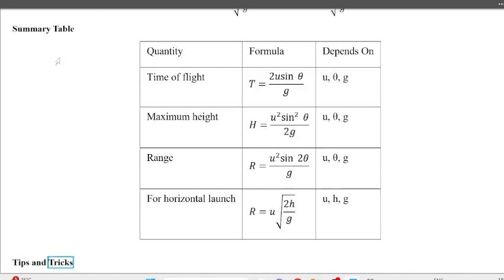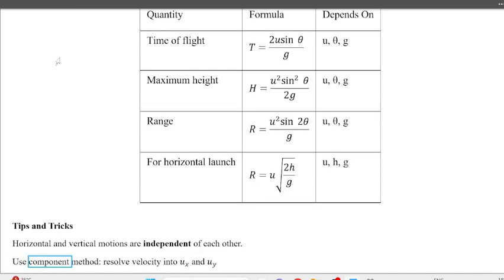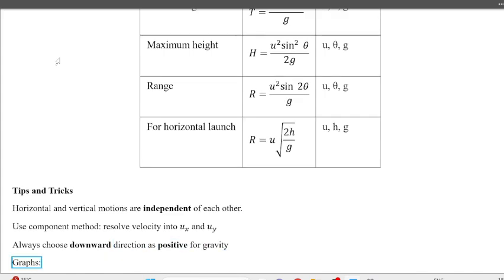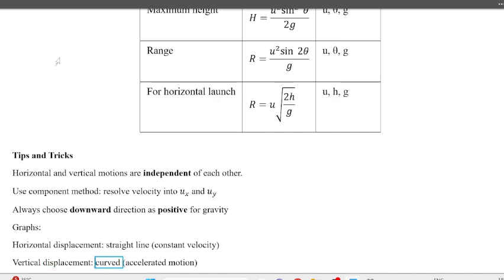Tips and tricks. Horizontal and vertical motions are independent of each other. Use the component method. Resolve velocity into u_x and u_y. Always choose downward direction as positive for gravity graphs. Horizontal displacement: straight line, constant velocity. Vertical displacement: curved, accelerated motion.